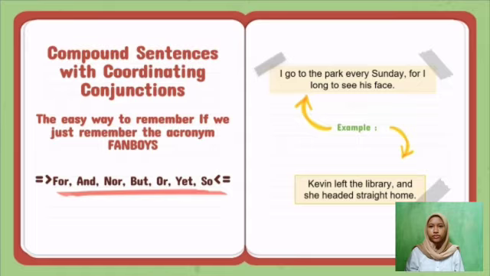What about number 2? Kevin left the library, and he headed straight home. Same as number 1, it has two simple sentences or independent clauses. The first sentence is Kevin left the library, and the second sentence is he headed straight home. So, and is the coordinating conjunction. Don't forget to put a comma before a coordinating conjunction to join each sentence.